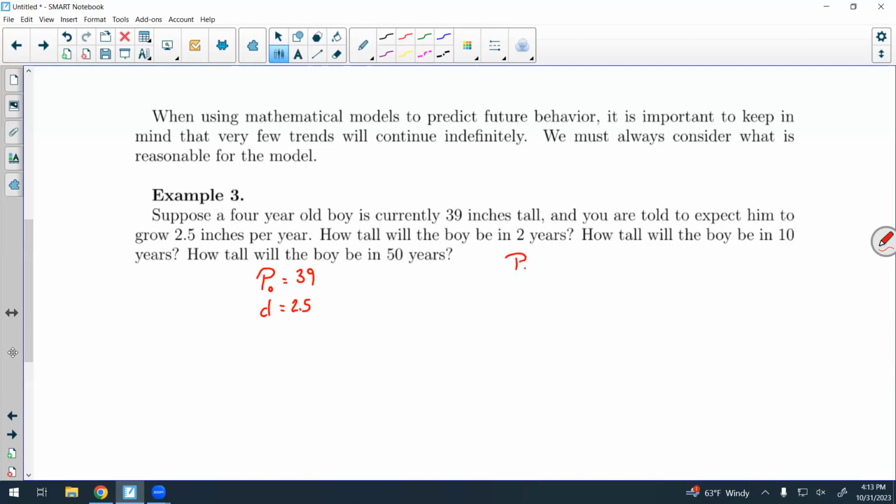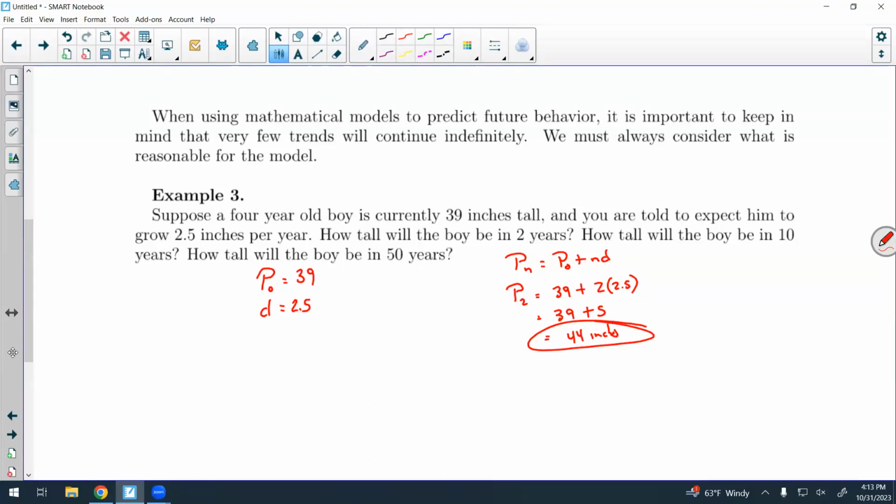So going back to our generic formula, P sub n equals P sub zero plus ND at 2 years. So I'm looking for P sub two. P sub zero is 39. N is 2. D is 2.5. 39 plus 5, 44 inches. That's about right for a six-year-old, right? 3 feet, 8 inches.